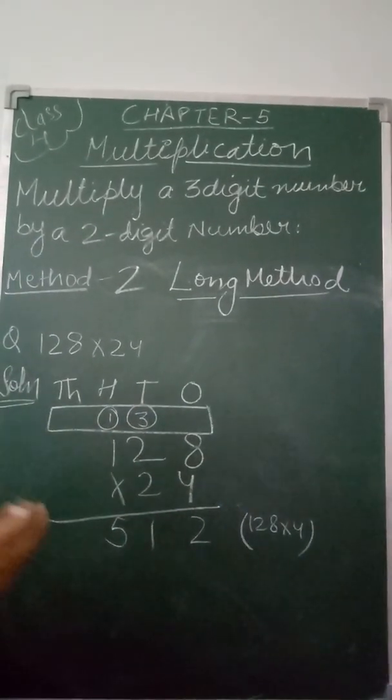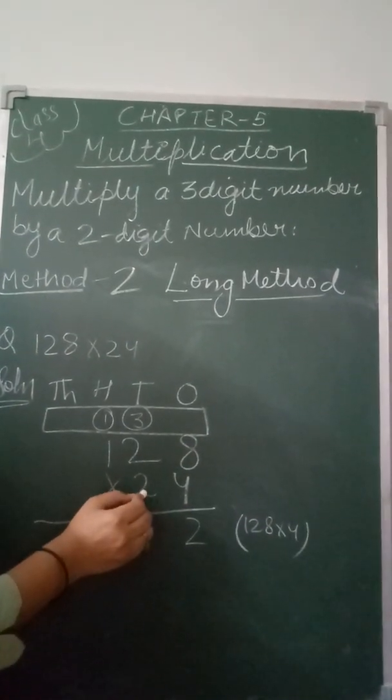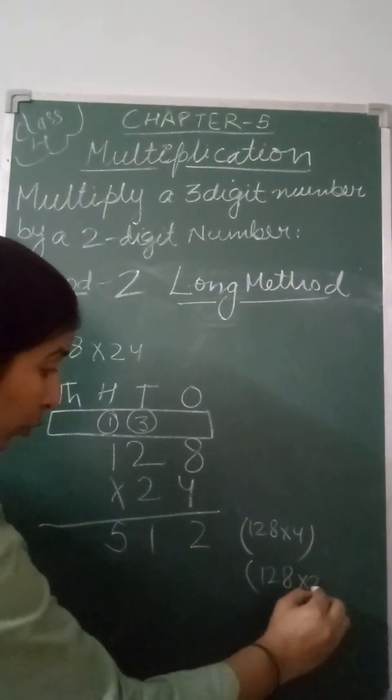Now, students, this is a very important point. When we multiply the multiplicand by this number, which is in the tens place, it means we have to multiply the same number by 20.